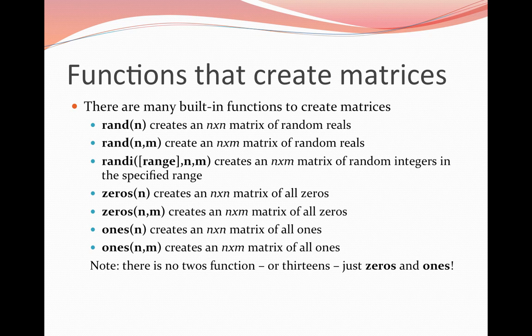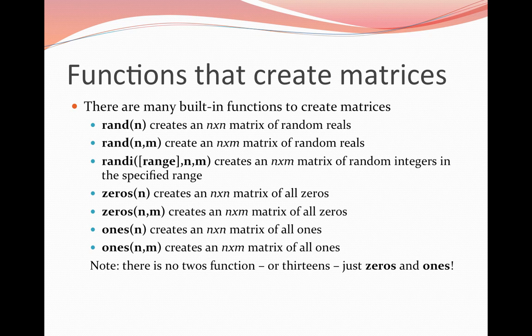The randi function can also be used to create matrices of random integers. Remember that that's called in a slightly different way from the rand function. You can pass the range of values that you want for your random integers and then the dimensions of the matrix. So this will give us an m by n matrix of random integers in the range that we specify.